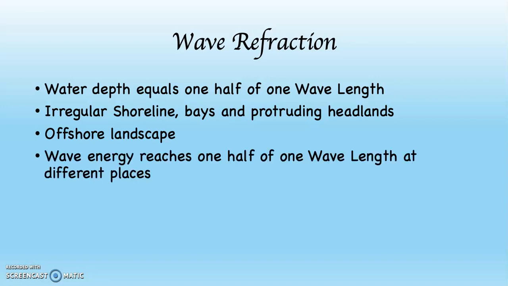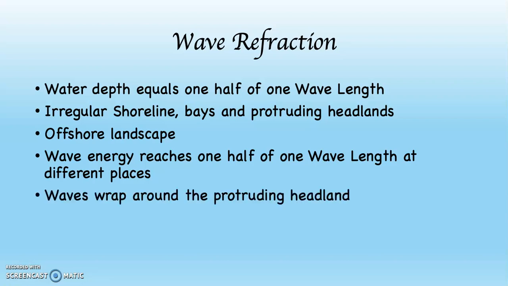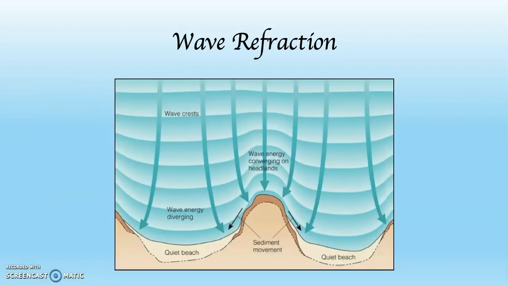When the wave energy reaches 1/2 of one wavelength at different places, as it's going to do when you have an irregular shoreline with protruding headlands and bays, what's going to happen is the wave is going to begin to slow down in some places and continue full steam ahead at others. That causes the wave to wrap around the protruding headland, that sort of peninsula that sticks out into the water. This is what in surf lingo is called a point break. If you take one more look at this diagram, you can see that that is exactly what's happening.